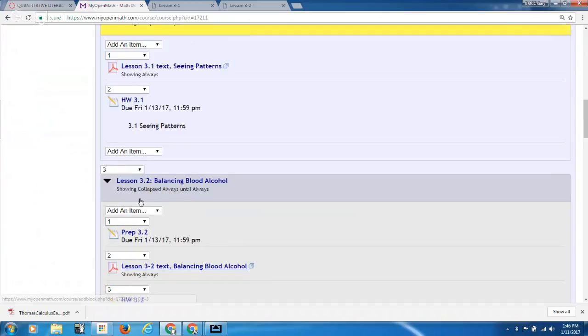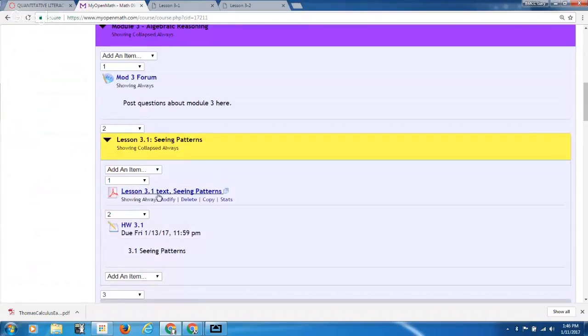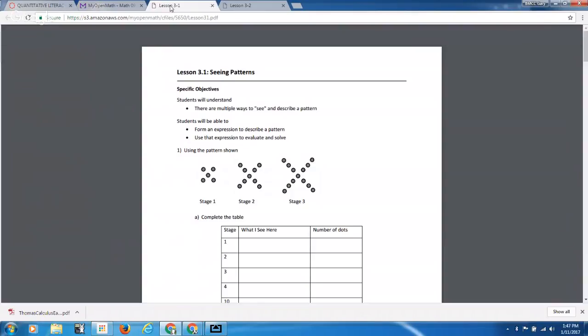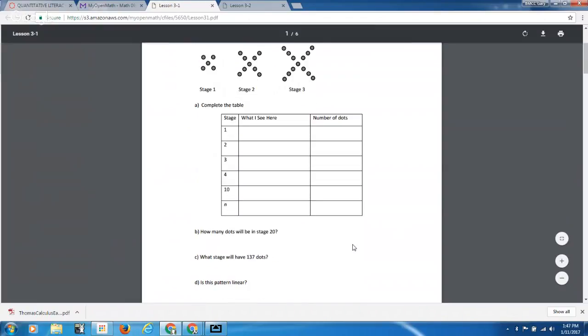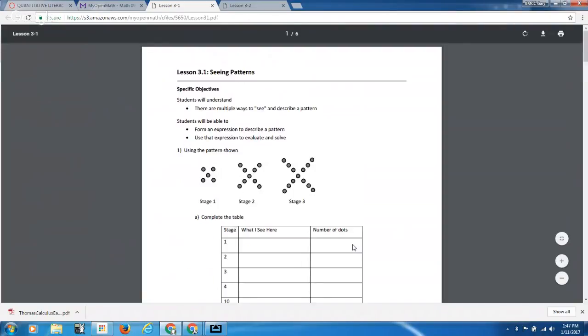So right now, what you should do is take a look at lesson 3.1. If you can print it out, great. Otherwise, scribble your work on a piece of paper and bring that into class with you on Friday. Hopefully we'll have class on Friday. This lesson is all about patterns and being able to continue a pattern and then turn it into an equation. And then the next section will play more with some cool equations.